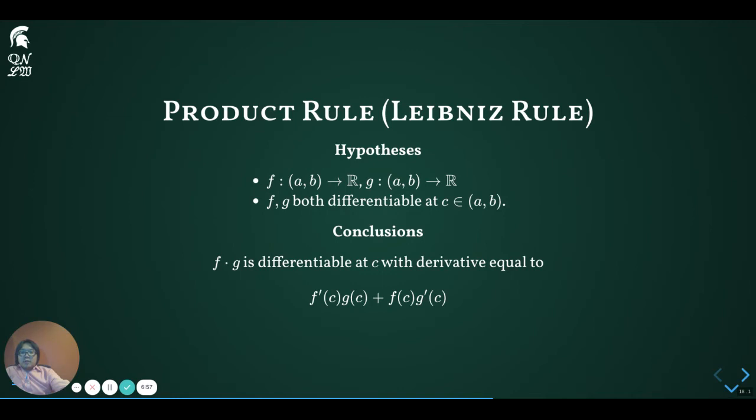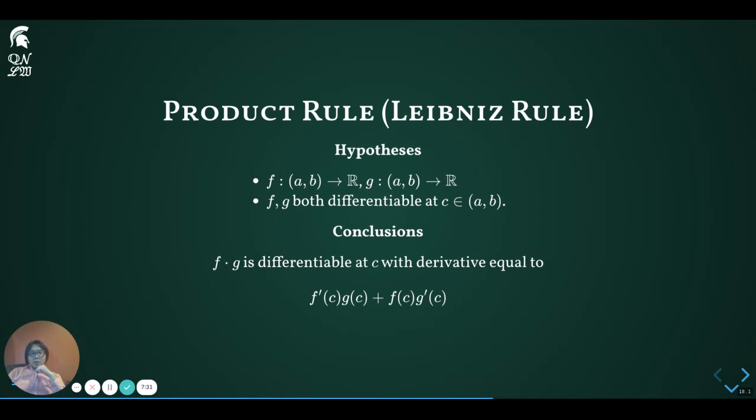The third result today is the well-known product rule, which is also referred to as the Leibniz rule. The hypotheses for this result are that f and g are given functions, both of which are differentiable at some point c in the interval (a, b). Then, the conclusion is that the product function f times g is differentiable at c also, and the derivative is equal to f prime at c times g of c plus f of c times g prime of c.